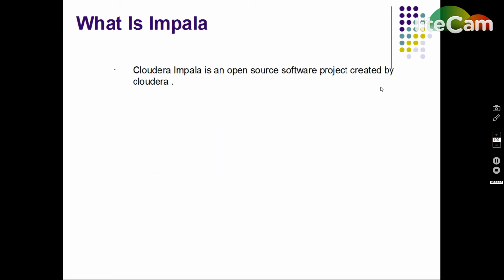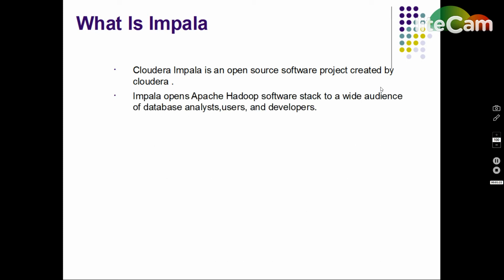So what is Impala? As you can see from the name, Cloudera Impala, it's an open source software project developed by Cloudera. It is now open source under Apache Hadoop software, and that is available for a wide audience of database analysts, users, and developers.